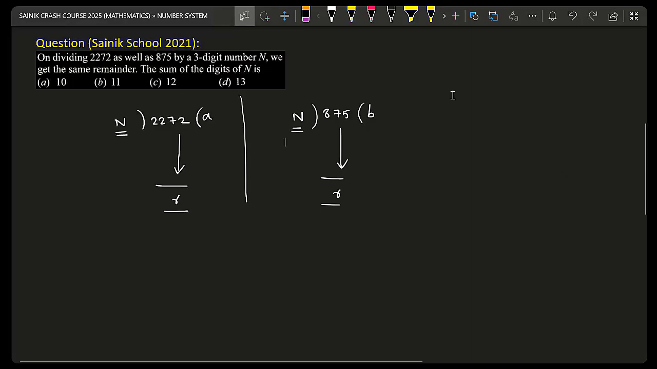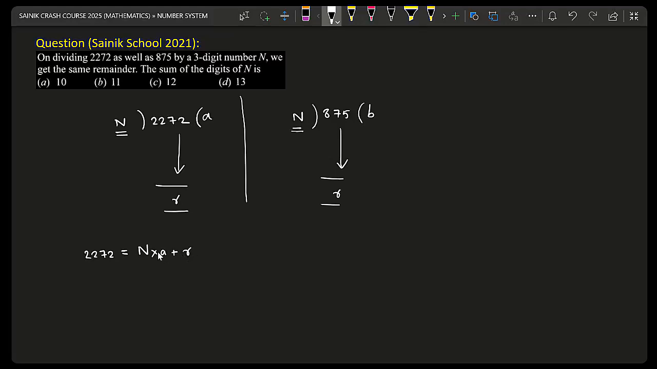Okay, all of you listen to the solution. See here on the first division, let me write the division formula. What is the division formula? Dividend. The dividend in this question is 2272. Dividend is equal to divisor into quotient plus remainder.